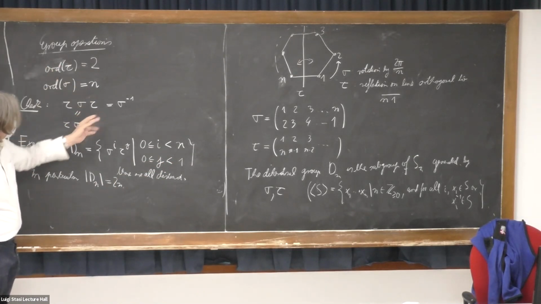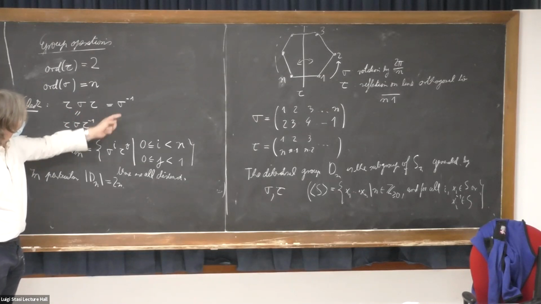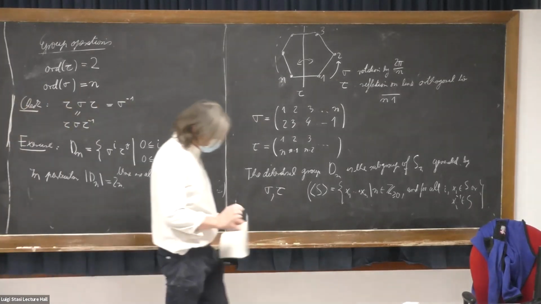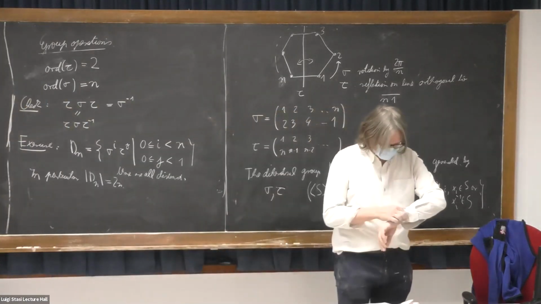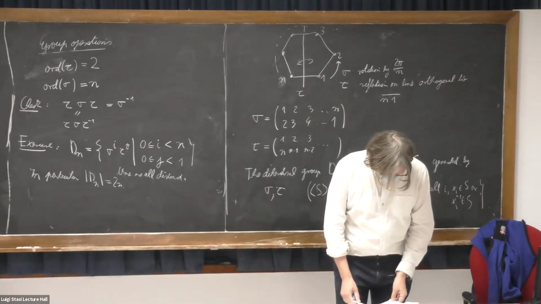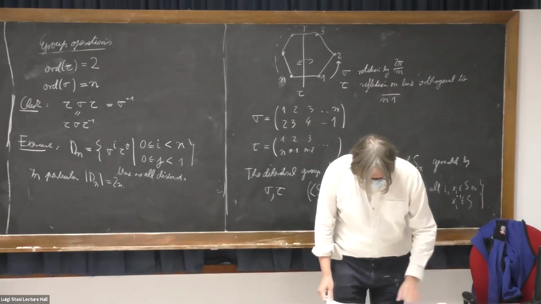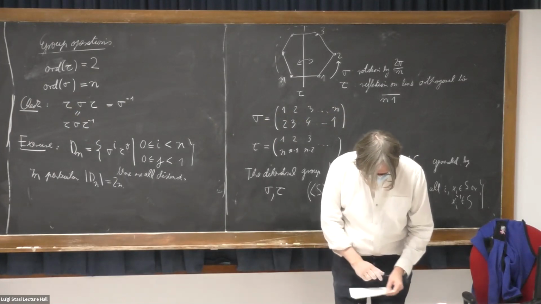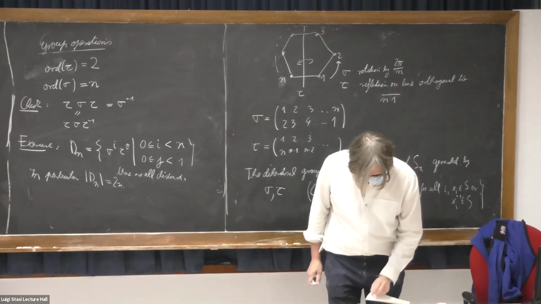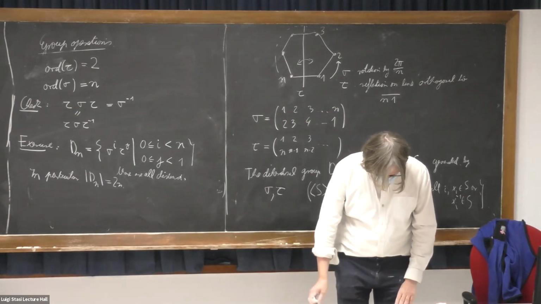So you just have this relation here: tau, sigma, tau is equal to sigma to the minus 1. Okay. This was the example of this behavior.